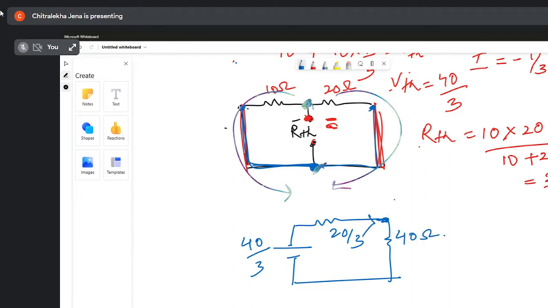Find out. Look at the calculator, how much is coming? IL is equal to how much? 40 divided by 3 divided by 20 divided by 3 plus 40.